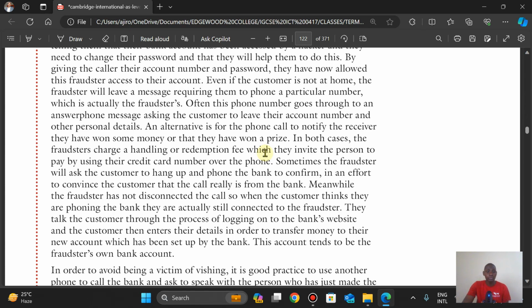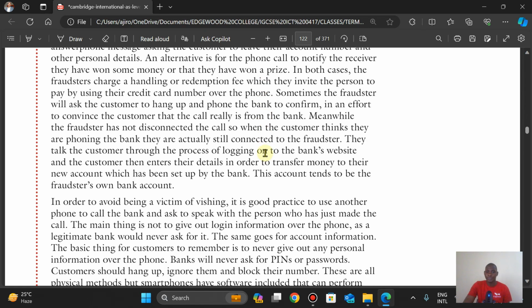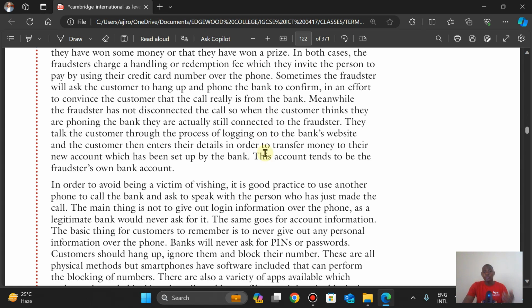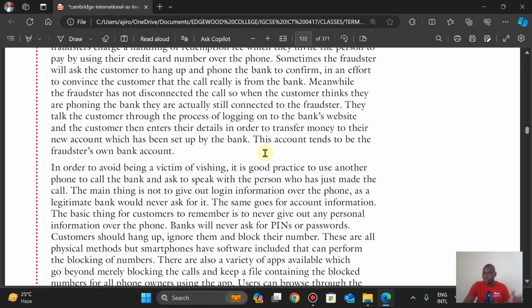Okay, so in order to avoid being a victim of vishing, it is good practice to use another phone to call the bank and ask to speak with the person who just made the call. The main thing is not to give out login information over the phone, as a legitimate bank will never ask for it. We talked about this. The same applies to account information. The basic thing for customers to remember is never give out personal information over the phone. A bank will never ask for your PIN or password. Why would they do that?